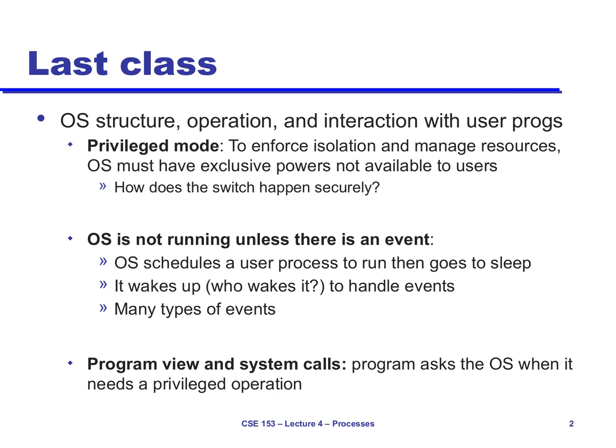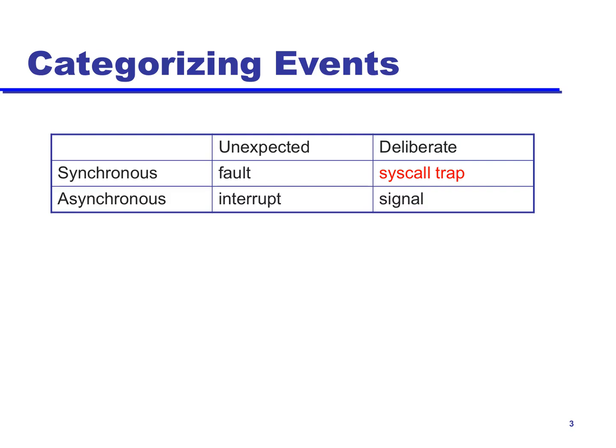The OS primarily runs in response to events, scheduling user processes and then going to sleep until another event occurs. Events can be categorized as synchronous or asynchronous, and as unexpected faults or deliberate system calls or signals.